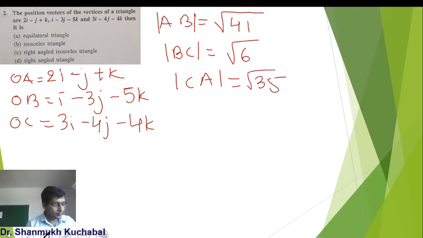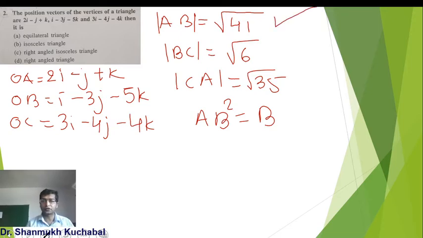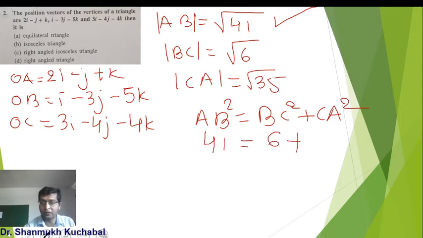We can see that we can represent AB square equal to BC square plus CA square. The bigger value is root 41, so I take the square of that. AB square equals the remaining two sides' squares, BC square plus CA square. So 41 equals 6 plus 35, which is 41. So we get 41 equal to 41. It satisfies the Pythagoras theorem statement. Therefore it is a right angle triangle, and option D is the right answer.